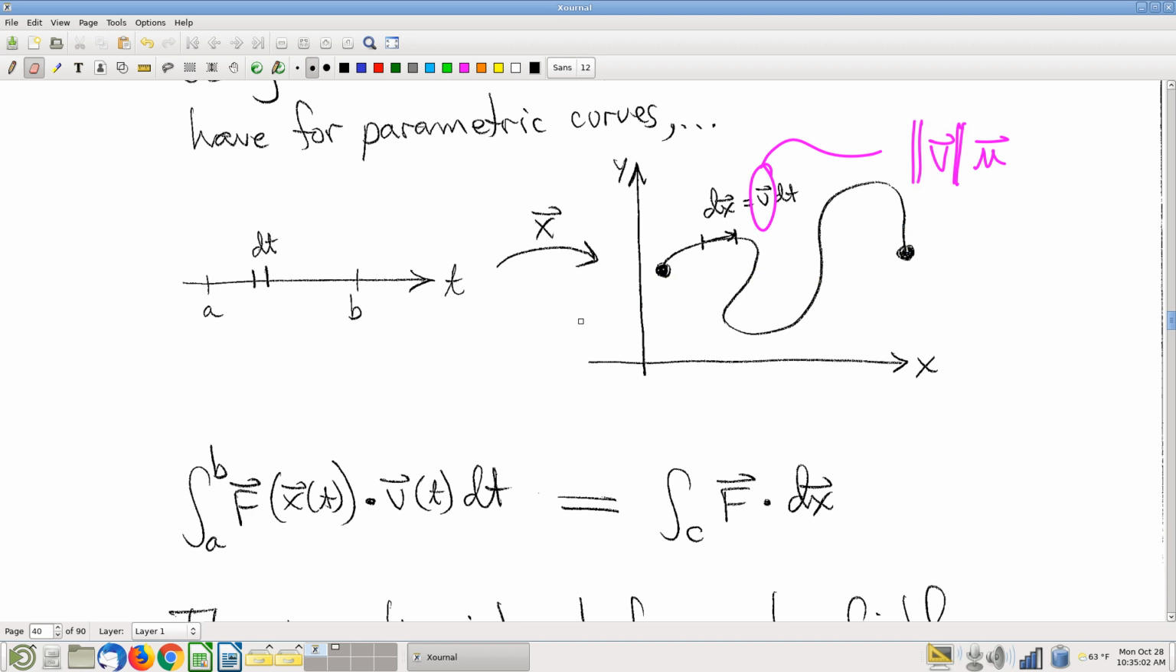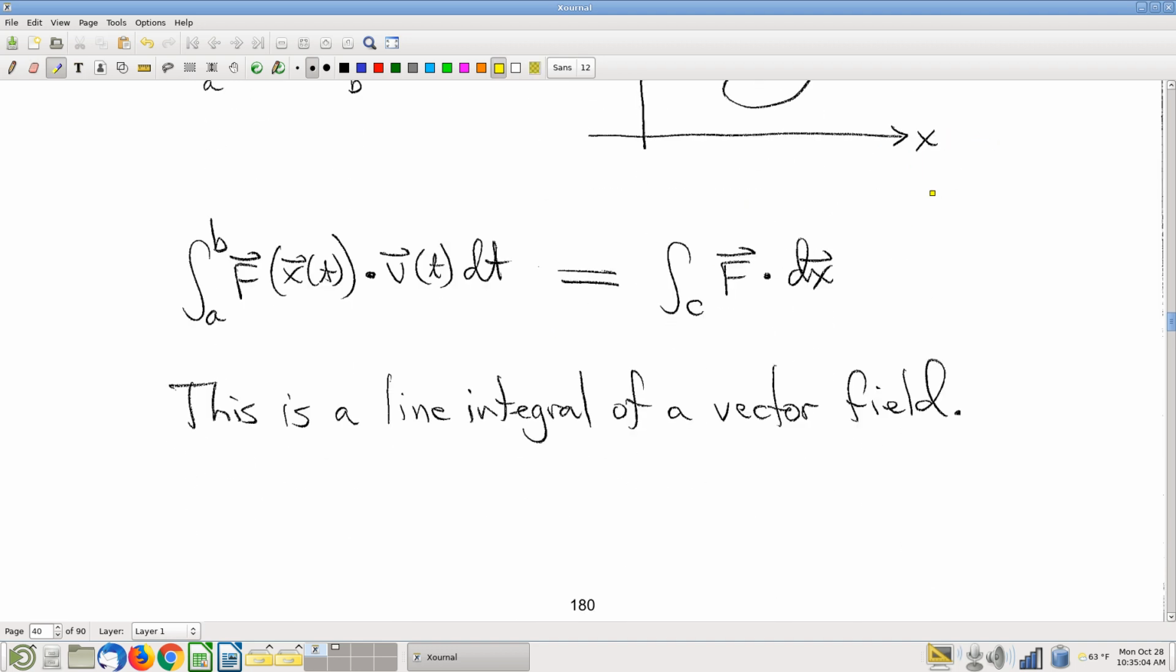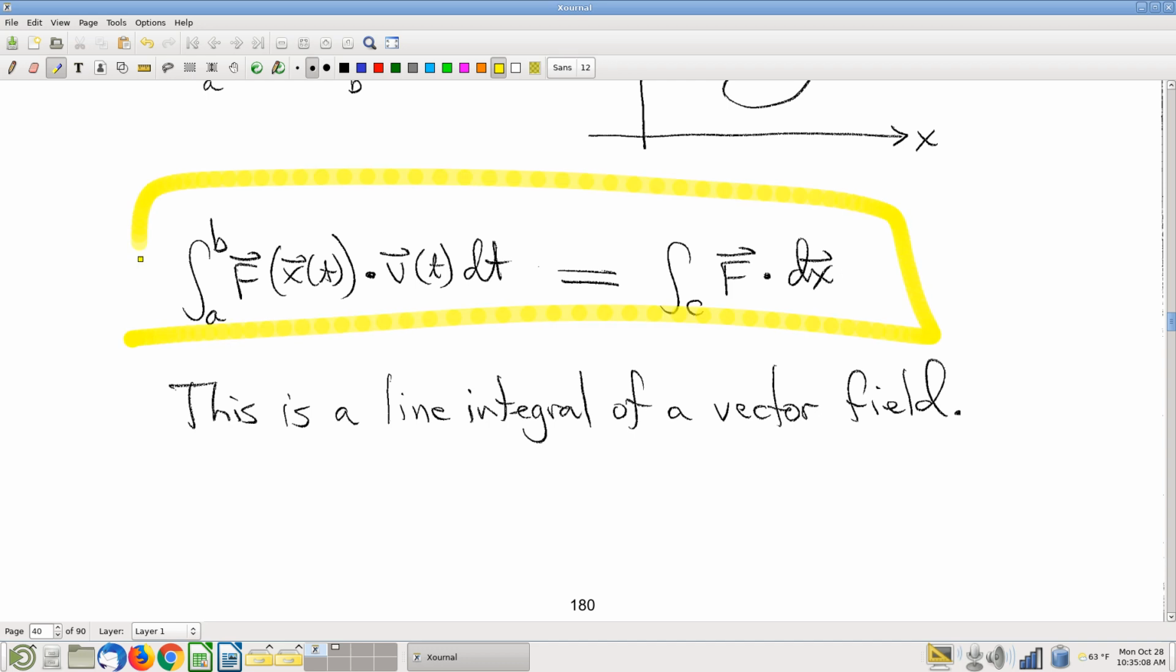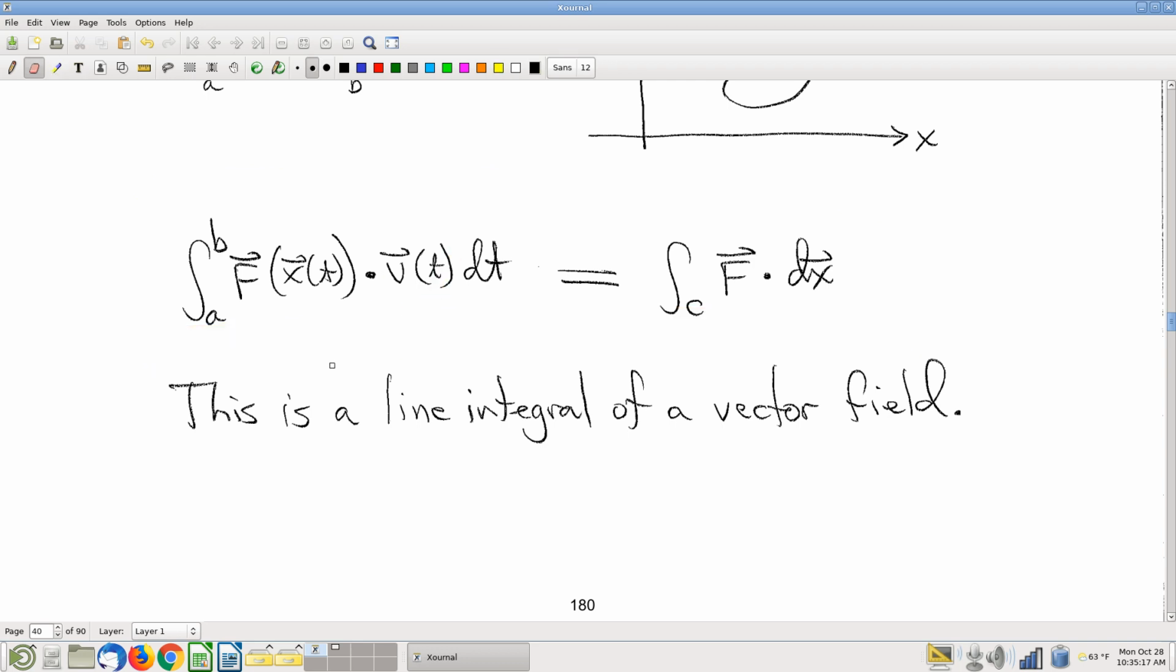Okay, all right, so let's get our hands dirty and do an example. By the way, make sure to memorize this formula. It's really important. Every time you do a line integral of a vector field, that's the pullback formula. So make sure to know how to do that.